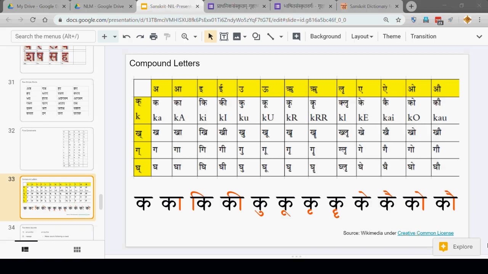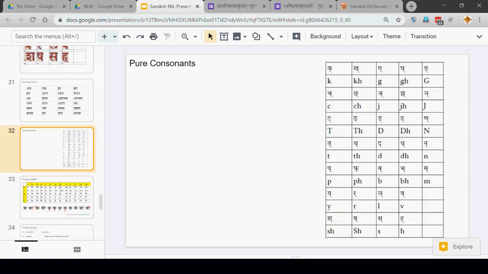Vowels by themselves cannot be pronounced like the chart shown here. They are pure consonants. They cannot be pronounced. Do you hear me, Sanjeev? Yes.